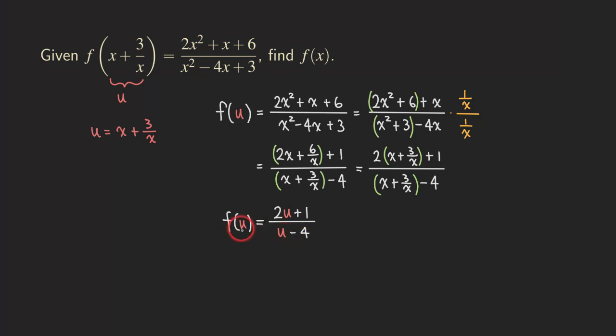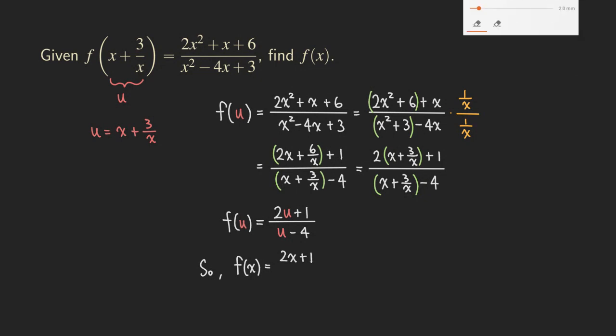That means if we just replace all the u's by an x, then we actually come up with a function. So we have f of x, which is actually the same thing: 2x plus 1 over x minus 4, and then we come up with a function. This way is actually easier than trying to solve for x, which would be more trouble. Okay, so that's it for this problem.